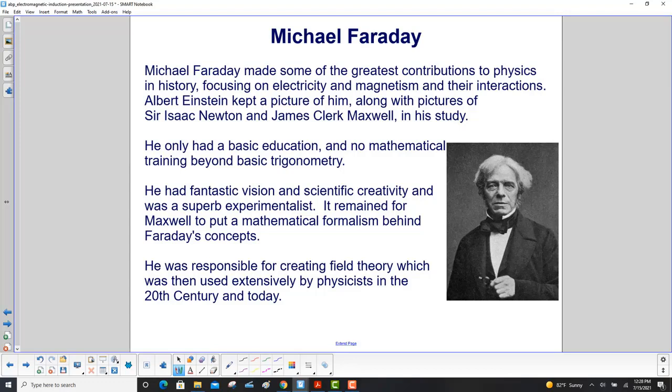He had fantastic vision and scientific creativity and was a superb experimentalist. It remained for Maxwell to put a mathematical formalism behind Faraday's concepts. He was also responsible for creating field theory, which was then used extensively by physicists in the 20th century and today.